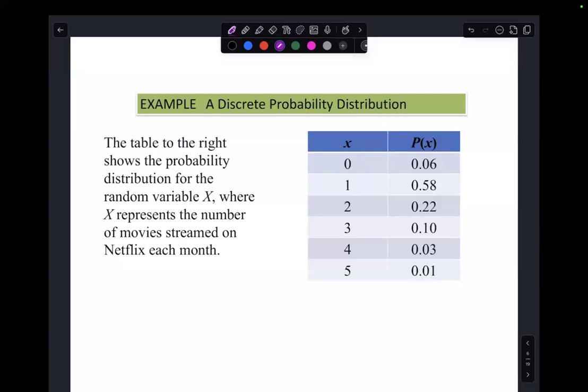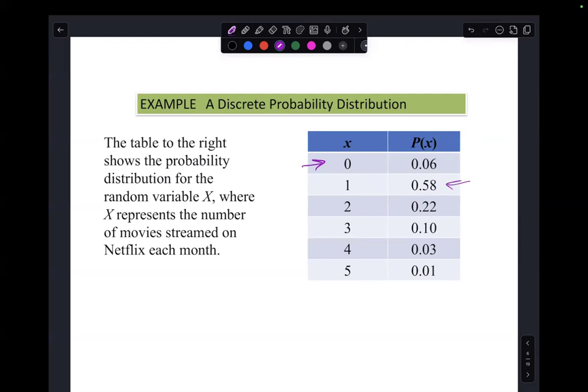And I'm going to test that real quick. Okay, maybe 0.06 plus 0.58, 0.22 plus 0.1 plus 0.03 plus 0.01. Yep, adds up to exactly 1. So that's good. And there were 6% of the households that watched no movies last month. They probably watched sitcoms or just any kind of binge-worthy shows. It looks like most people watched one. That's 58% watched one. And so this would be my probability distribution.